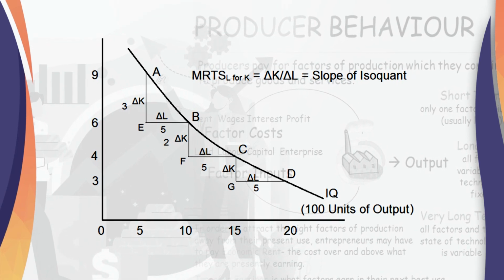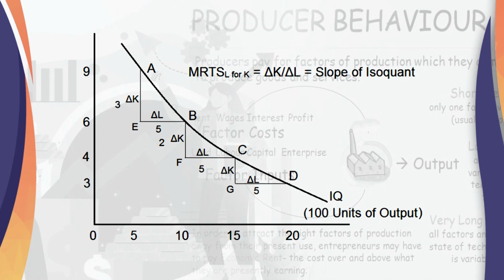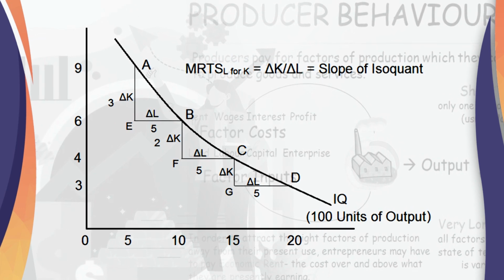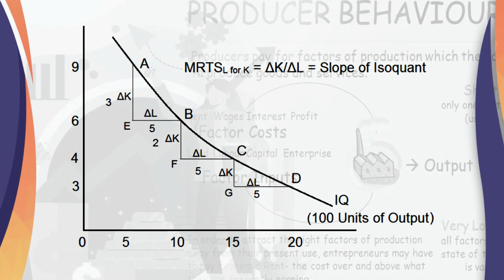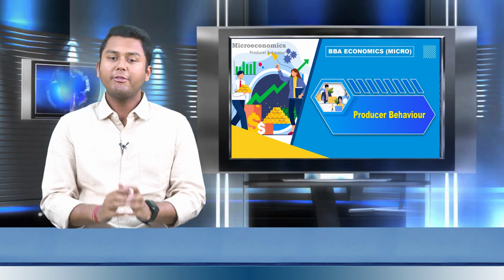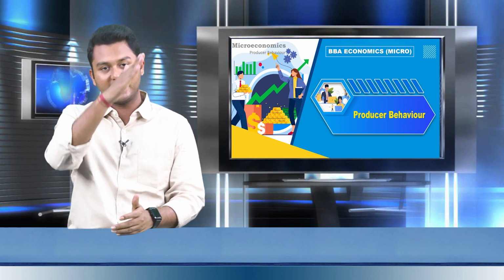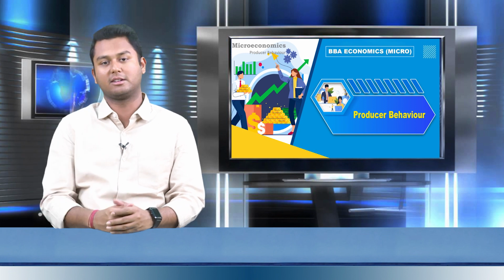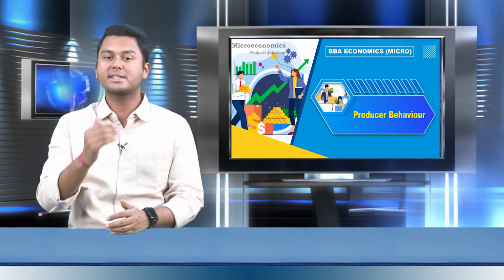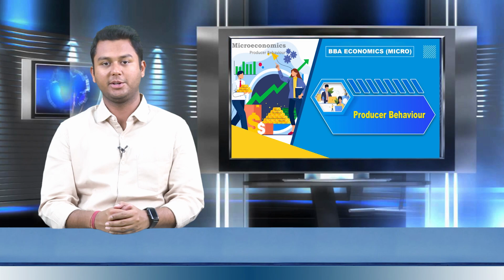Mathematically, if we think about it, then the slope of the isoquant, that is MRTS, decreases as we move down the curve. If inputs are perfect substitutes, then the isoquants will be straight lines and not convex curved, showing a constant marginal rate of technical substitution.